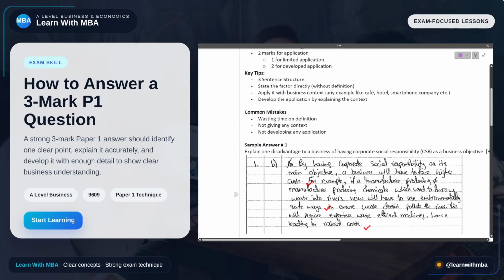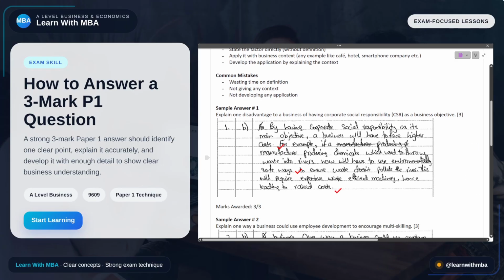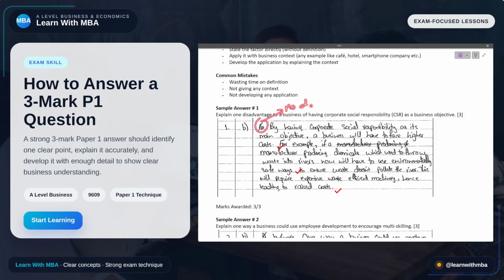So these are from the May June 2025 paper, and these are from the real exam scripts which the examiners have checked, right? So the question here is, explain one disadvantage to the business of having corporate social responsibility as a business. Now notice the pattern that's in front. You can notice that there is no definition. The student has started directly to the point. He has come straight to the point. He scored a 3 out of 3 because it does all the 3 things properly, right?